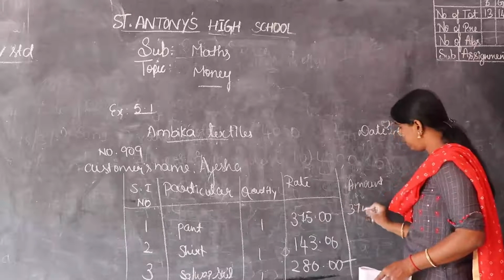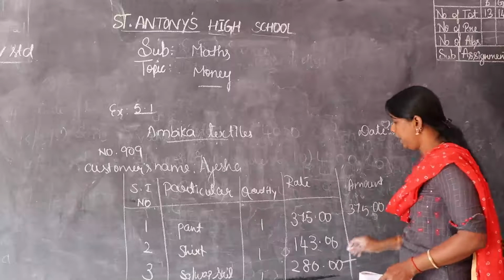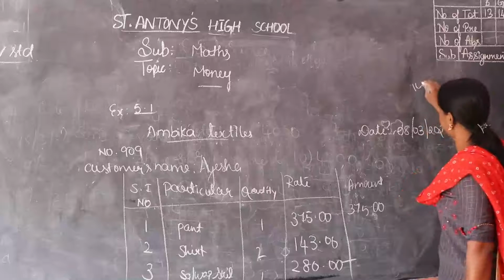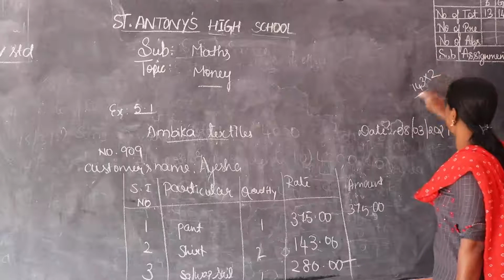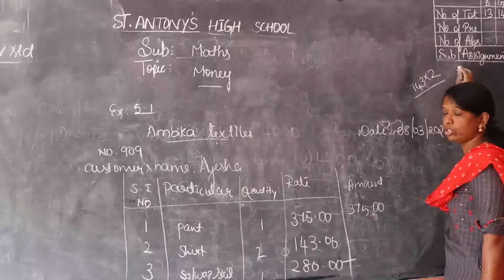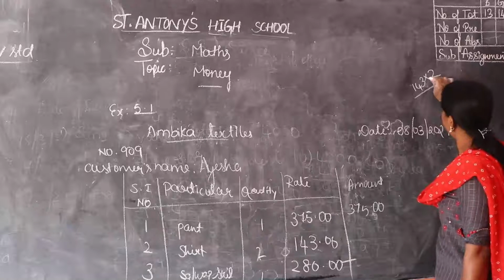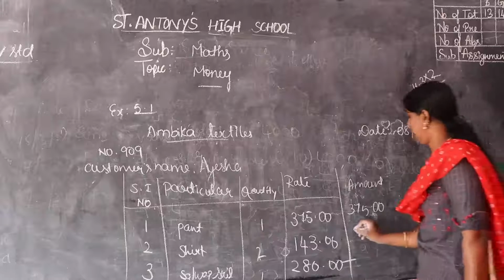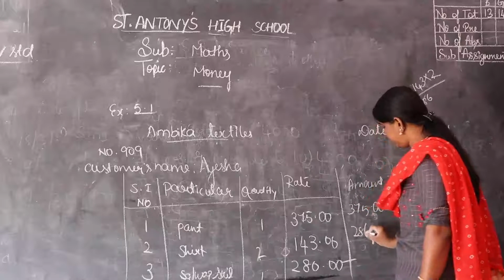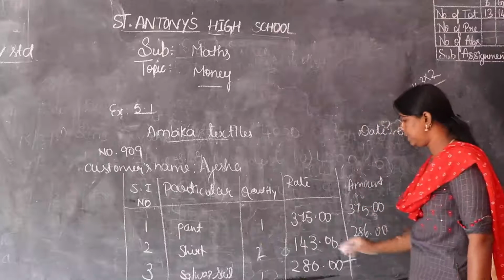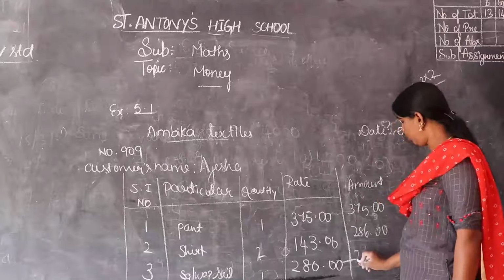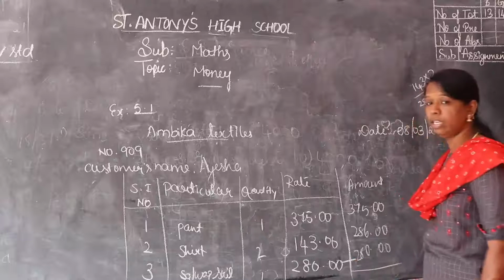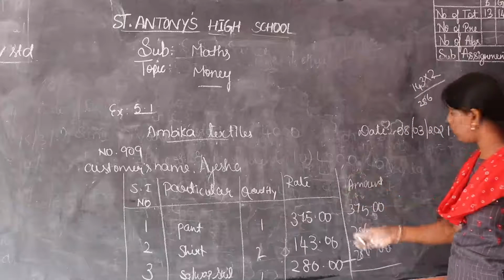Write down 750.00. And if you take 2 shirts, multiply 143 into 2, we get the amount for 2 shirts. Here 2 3s are 6, 2 4s are 8, 2 1s are 2. Answer is 286. And then salwar suit 220. And then we have to calculate the total amount to give to the shopkeeper.